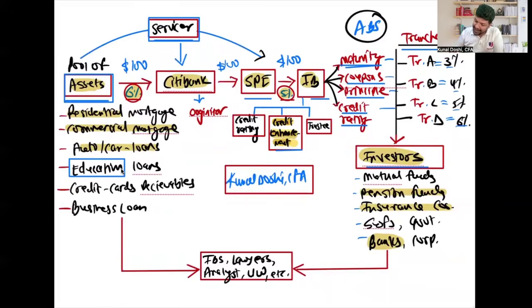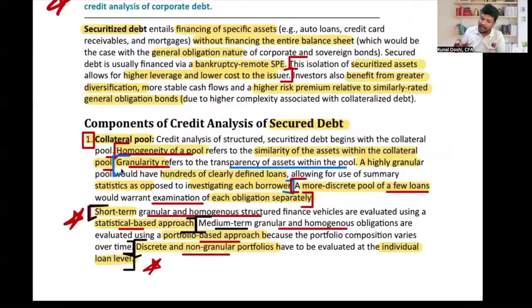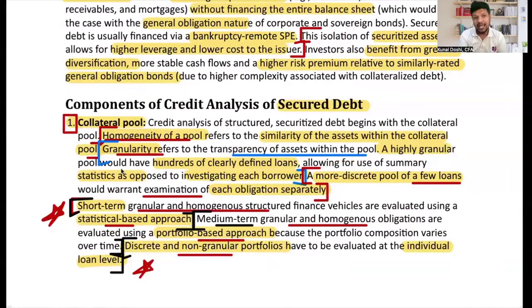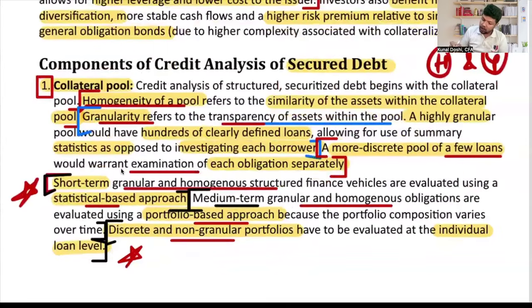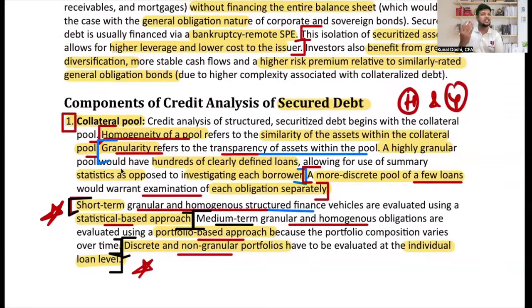So when I want to analyze a securitized debt, my major concern will be the quality of the collateral pool. Two important things are homogeneity and granularity. Granularity is a good thing, transparency, and homogeneous is not good because that is not diversified. Diversification is good, right? Correct. So see this, a homogeneous structure that is not granular is a risky thing, right? Correct.